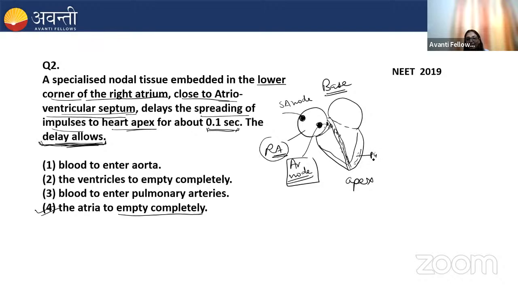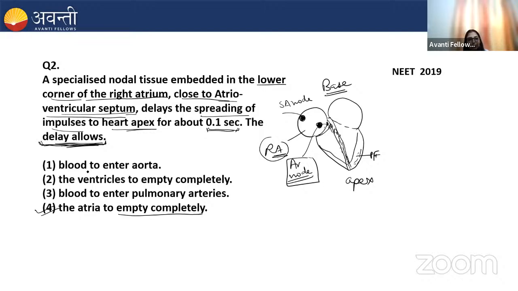Here these Purkinje fibers are present. So they are delaying these signals to the AV bundle, because if the impulse is transferred to the AV bundle, it will transfer the impulse to the Purkinje fibers and lead to the contraction of the ventricles. So this delays the contraction of the ventricles and allows the atrium to empty completely, so that when atrial systole takes place, all the blood from the atrium enters the ventricle and the ventricle is completely filled.